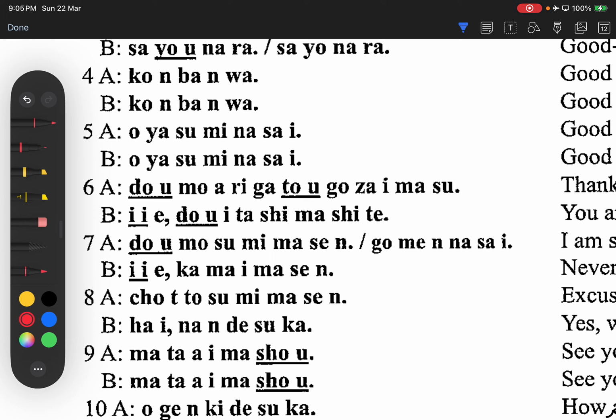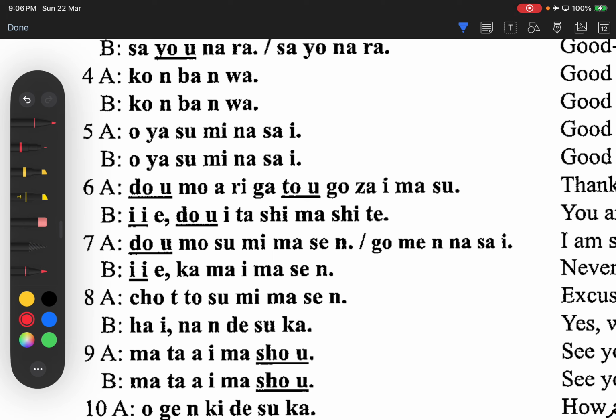Okay, so basically, domo is like very much. Arigato is thanks. Gozaimasu is just the polite marker. So if you want to use the full thank you very much, you can say domo arigato gozaimasu. Otherwise, arigato gozaimasu is as good as a thank you already. Right? So without the domo is fine.